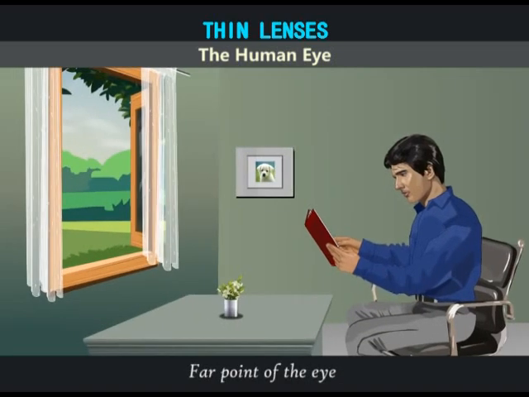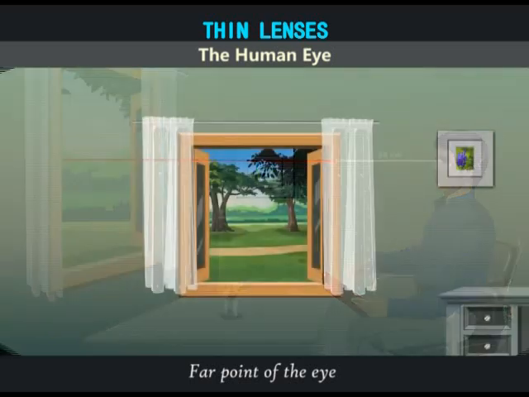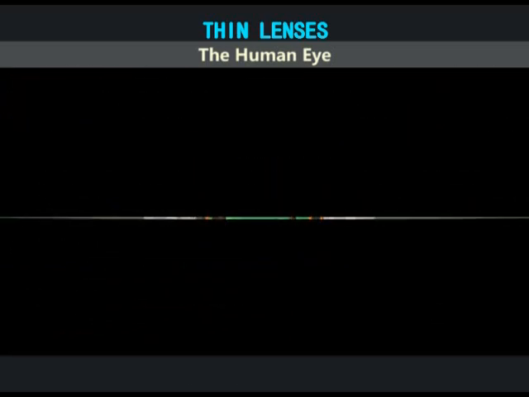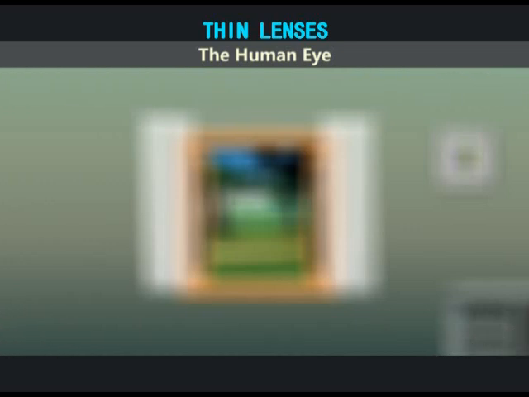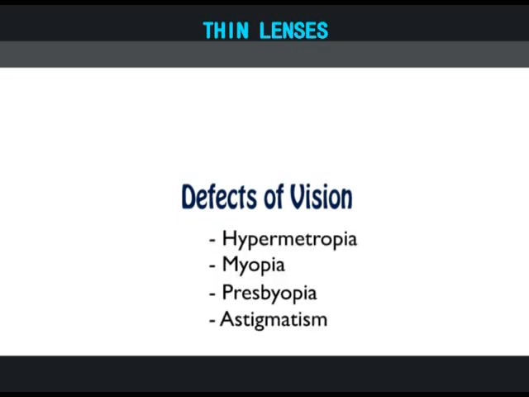The farthest distance up to which the eye can see objects clearly is called the far point of the eye. In a normal eye, it is between 25 centimeters and infinity. The eyes can gradually lose their power of accommodation, resulting in blurred vision due to refractive defects. There are 4 main types of defects of vision.